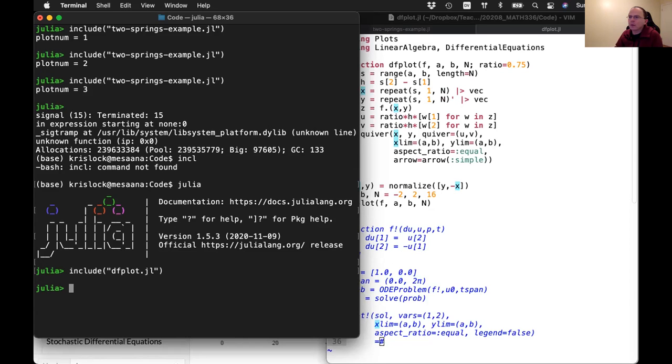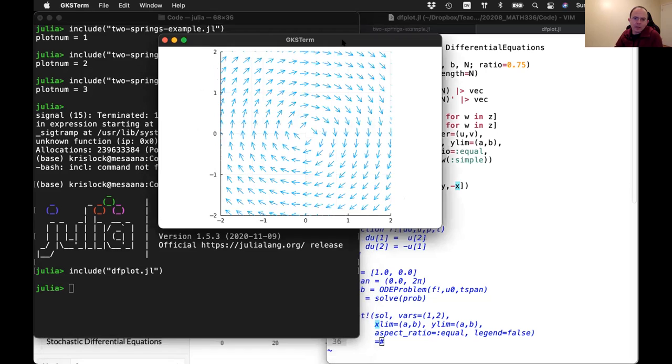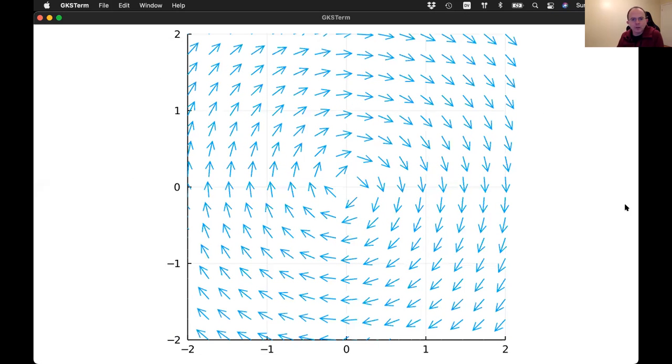Okay. So it finished plotting, and here's the picture. This is the direction field. At each value of x and y, where the tail of these arrows are, we evaluate the derivative of x and y, and that will give us a direction. So the direction is given by y and minus x. For example, none of these are right at 0.